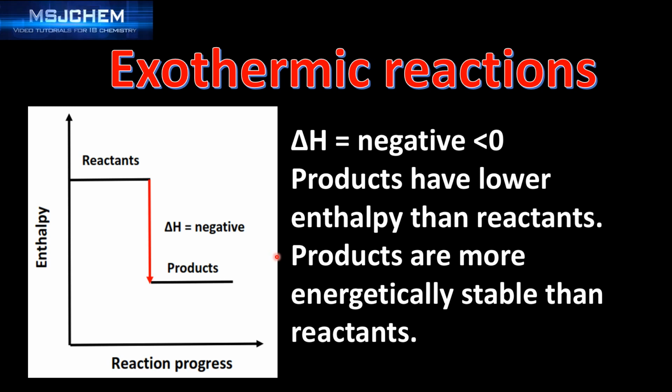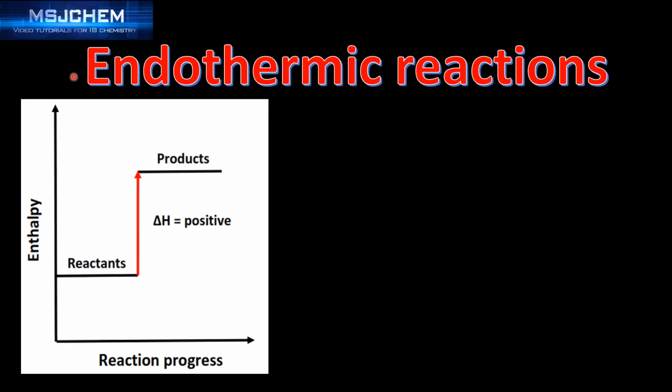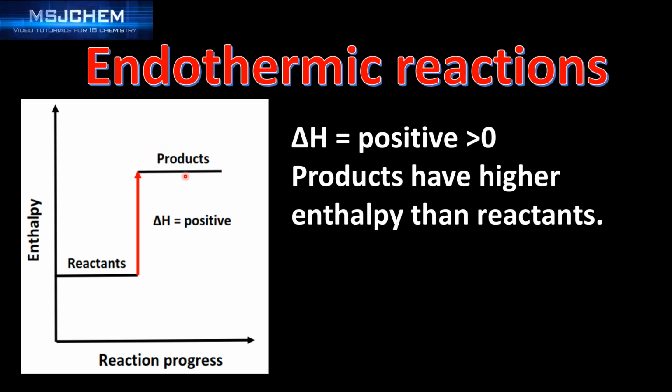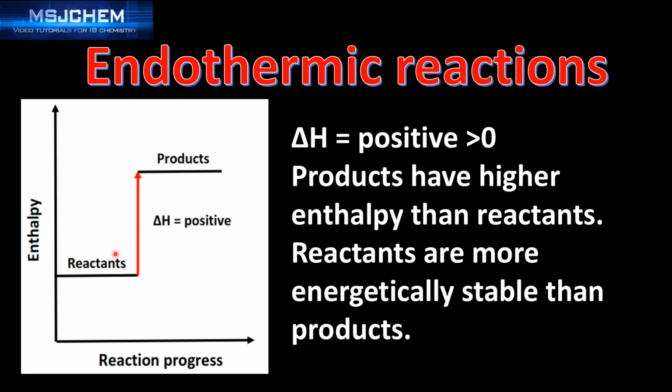An example is combustion. Next we'll have a look at endothermic reactions. In an endothermic reaction, the delta H, that's the change in enthalpy, is positive. The products have higher enthalpy than the reactants, and the reactants are more energetically stable than the products. In an endothermic reaction, heat is absorbed. An example of an endothermic reaction is photosynthesis.